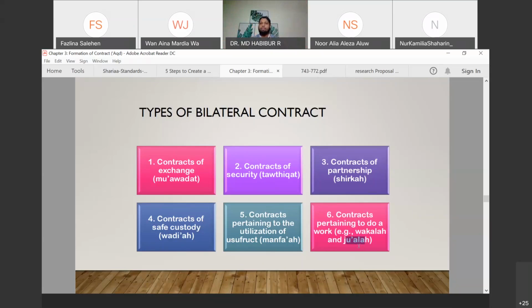Right. So all these categories, all these classifications are bilateral, two sides. So contract of exchange, like buying and selling, contracts of security, like kafala, like rahan, contracts of partnership, like mudaraba, musharaka, contracts of safe custody, like wadi'a, contracts pertaining to the utilization of usufruct, like ijara, like i'ara or ariya, okay? And then contracts pertaining to doing a work, means contracts based on the performance, like wakala and juala, okay? So these are 6 types of bilateral contract.